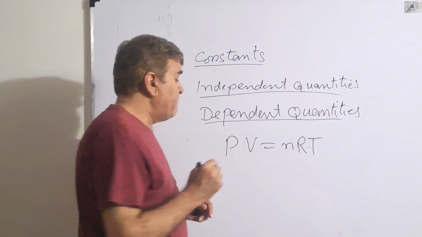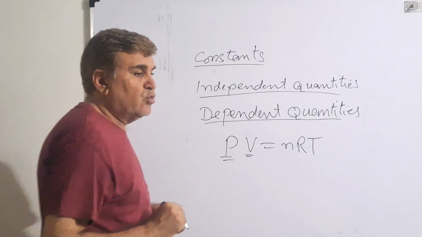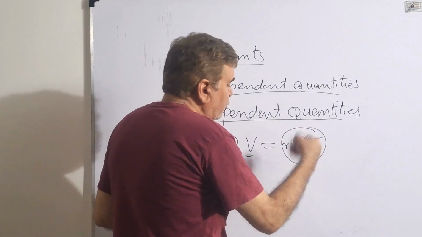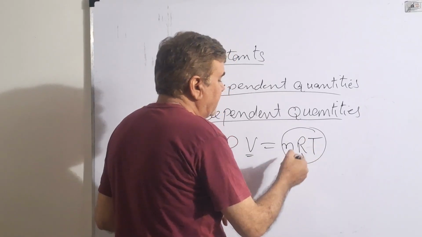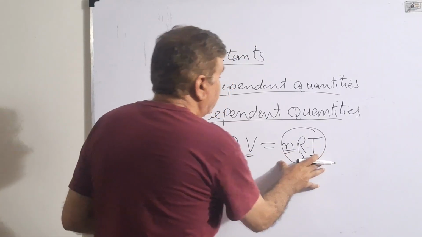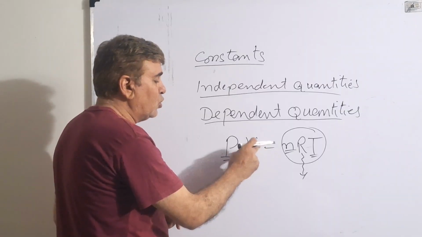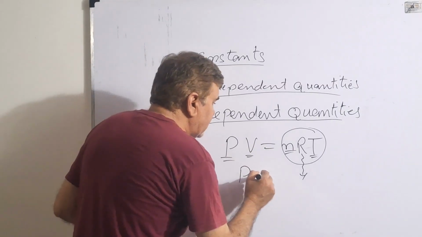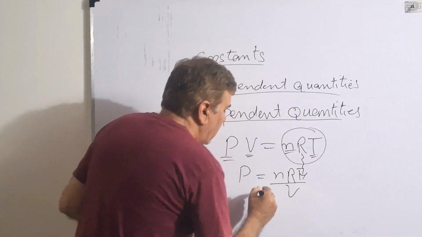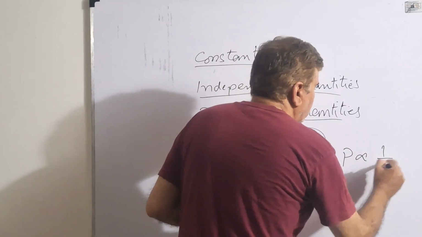For example, if I want to study the behavior of pressure with the change in volume, I keep these three quantities constant. Although this one, R, is automatically constant, it is the universal gas constant, but the number of moles, n, and the temperature, T, need to be kept constant in order to study the behavior of pressure with respect to volume. So if I want to do this, I then write this as P equals nRT over V, or in general we write this as P is inversely proportional to V.